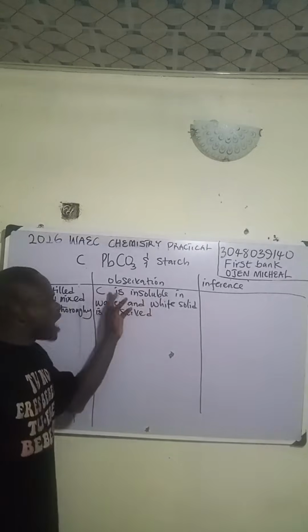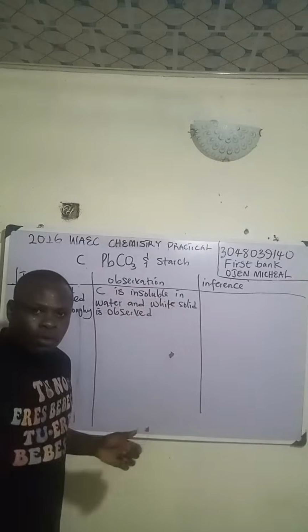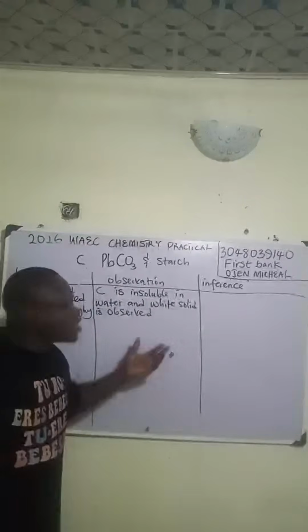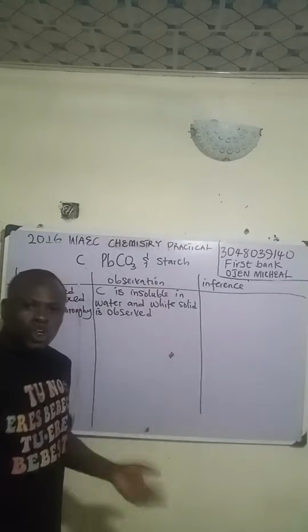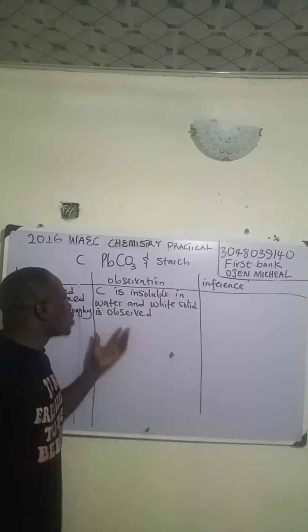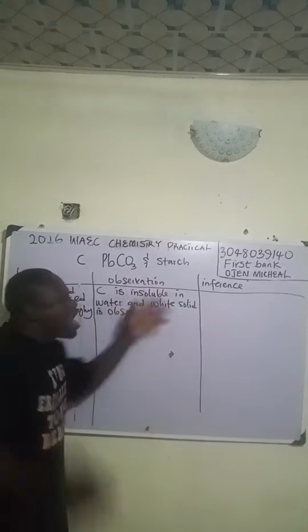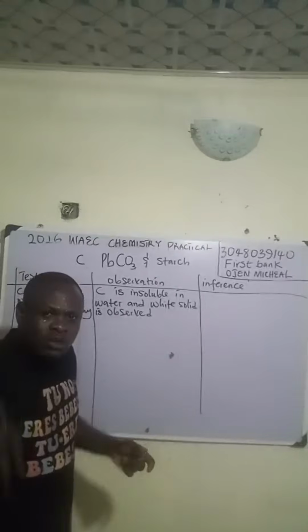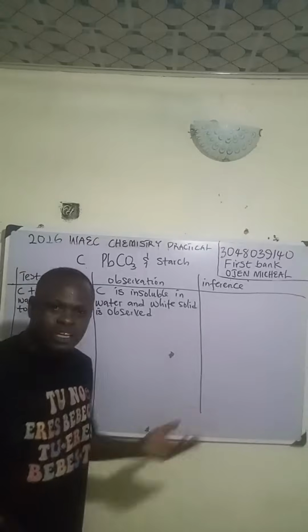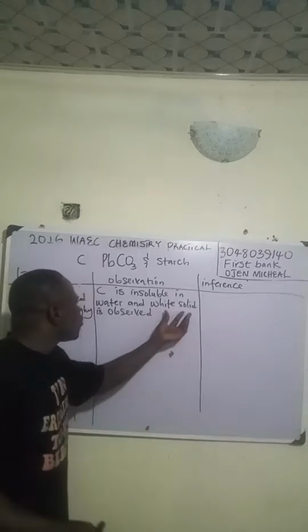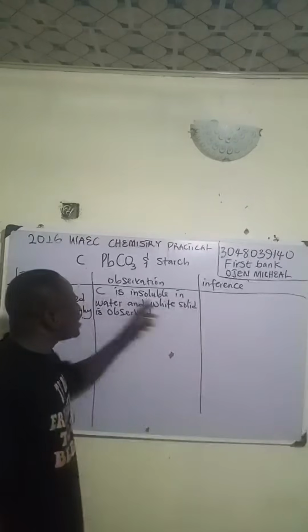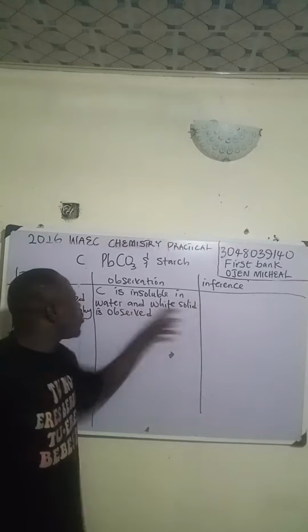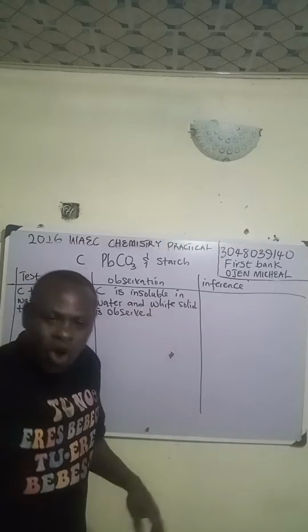This C now, it is insoluble. C is insoluble because what? Lead(II) carbonate is not soluble. Starch is not soluble. So that mixture is insoluble. So after you dissolve it, what you are going to see, of course I've carried out the practical, you are going to see a white solid being observed. But firstly, C is insoluble in water, and a white solid is being observed.